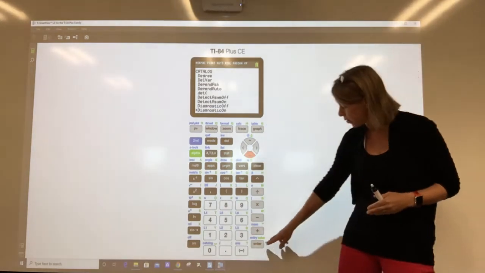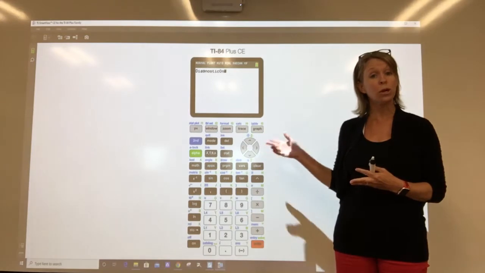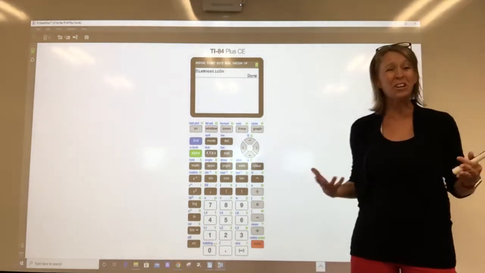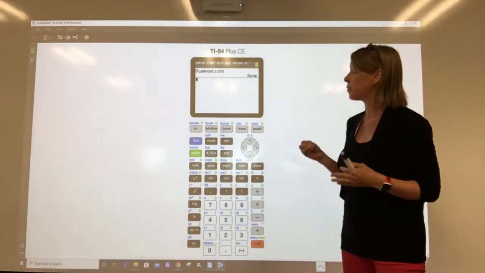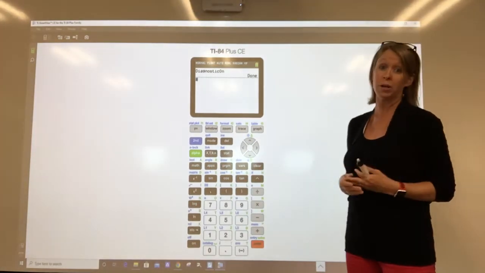Okay. When you find that, you're going to press enter. It'll paste it into the home screen. You're going to press enter one more time. It's going to feel like nothing happened, but we actually turned on the diagnostics, and that will be helpful when we actually run these regressions on the calculator.